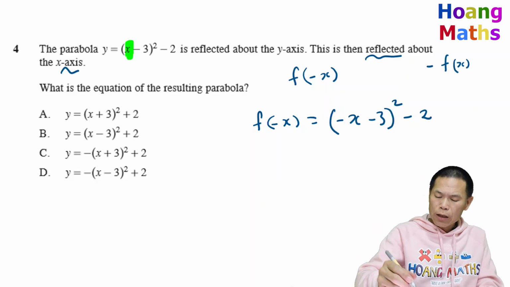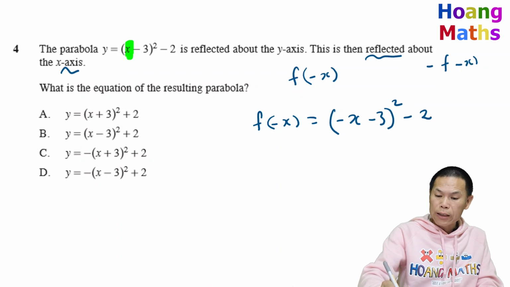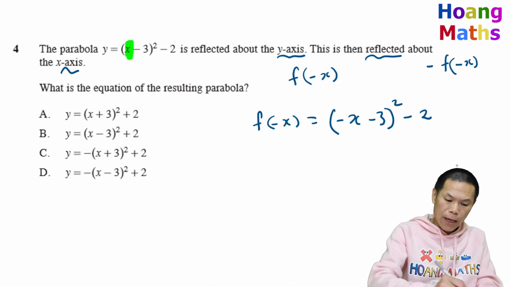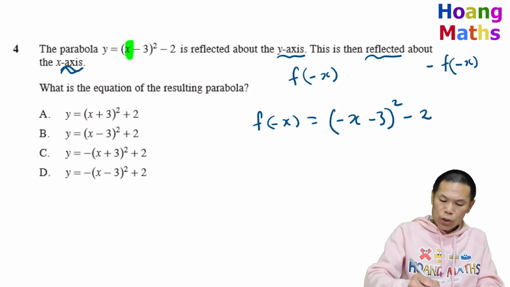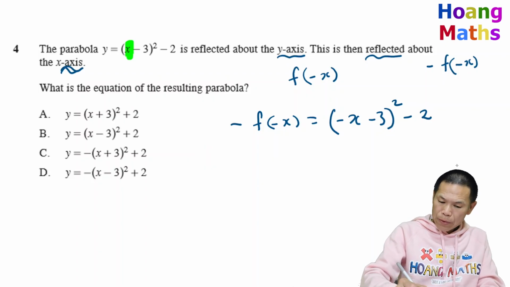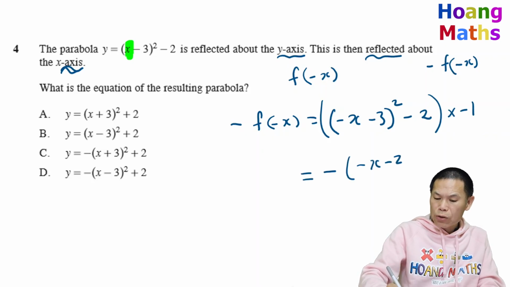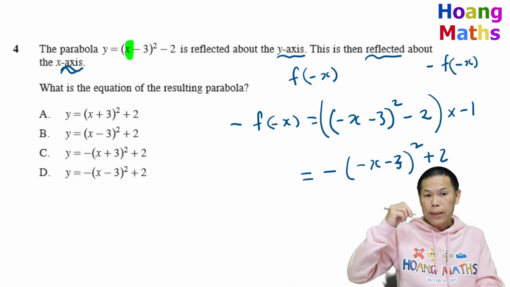So in this case, of course, it is minus f of negative x, because we reflect about the y-axis and then the x-axis. So now we just put the negative in front, I just put it at the back here, okay? Then I rewrite it out. So that will give me negative bracket negative x minus 3 squared plus 2. So that should be it.